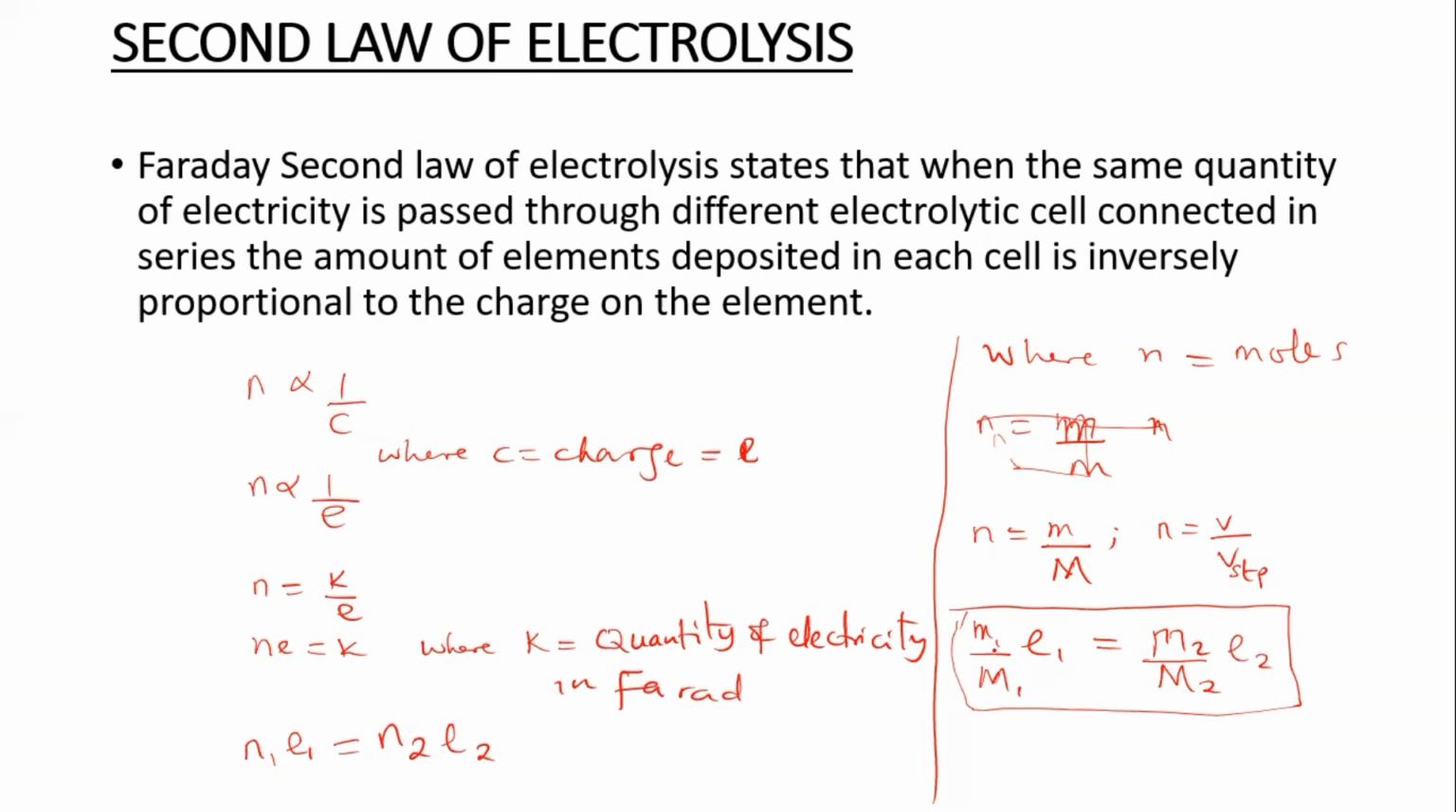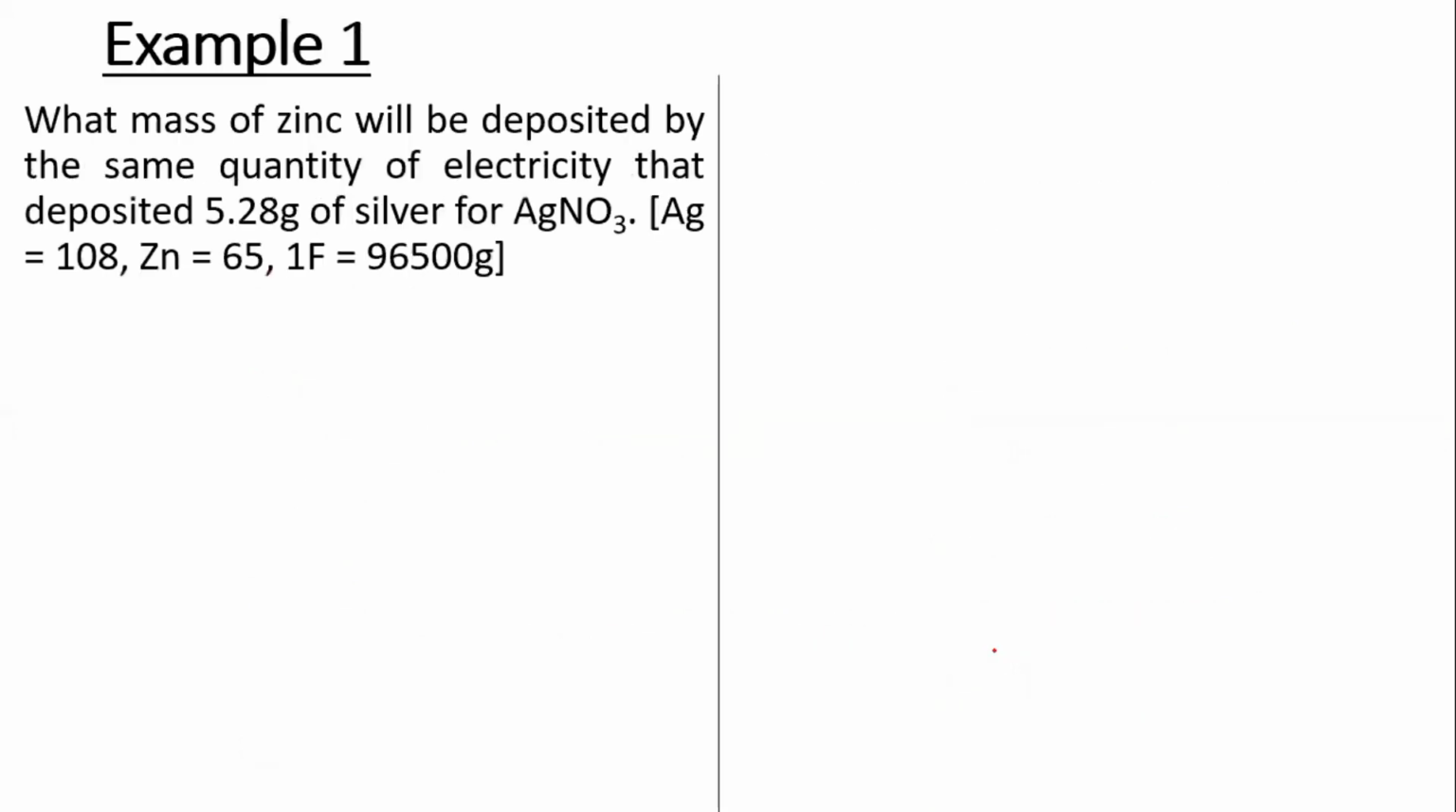Okay, so now let's have a question. Let's have an example. Example number one says, what mass of zinc will be deposited by the same quantity of electricity that deposited 5.28 grams of silver from AgNO3? So, solution. What happens here is you find the mass of zinc that is produced by the same quantity of electricity that produced silver.